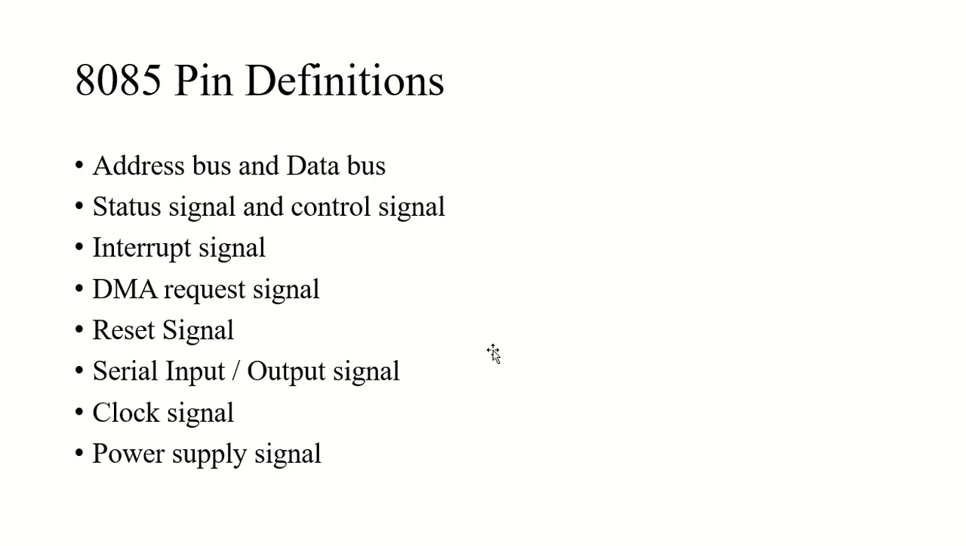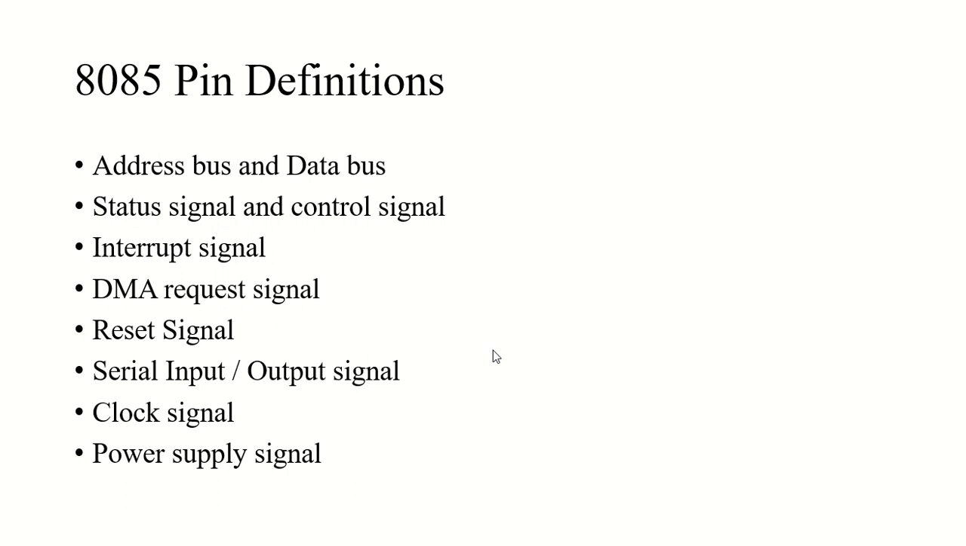Then in the status and control signals, there is RD, read, which is an active low output control signal used to read the data from the selected memory location or an input output device or port via the bus. There is WR, write, which performs a similar operation. It is an active low output control signal used to write the data to a selected memory location or an input output device or port via the data bus.